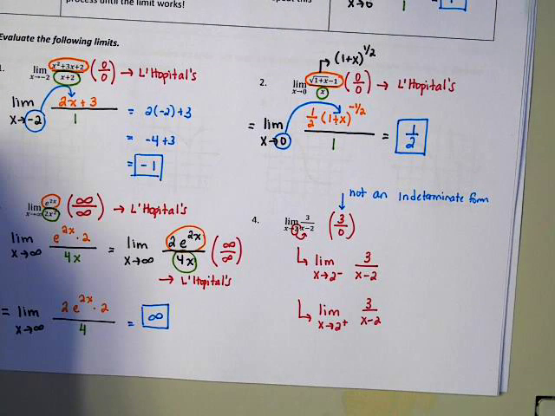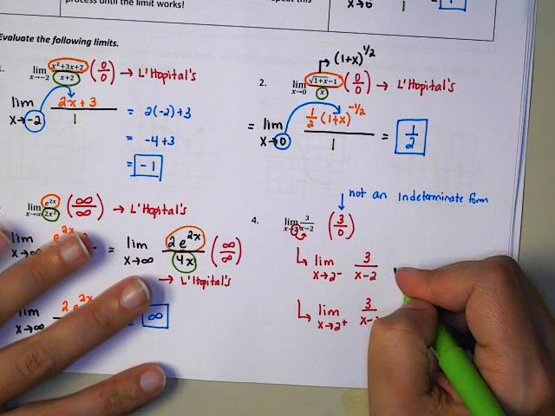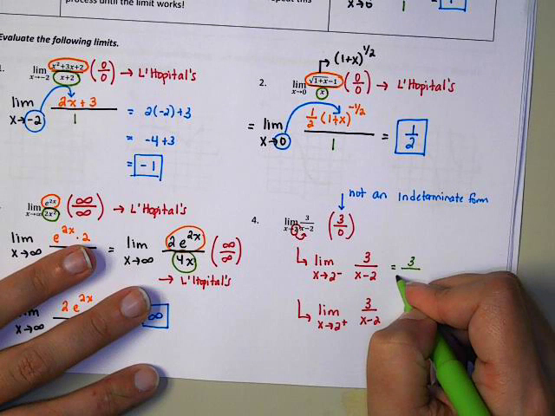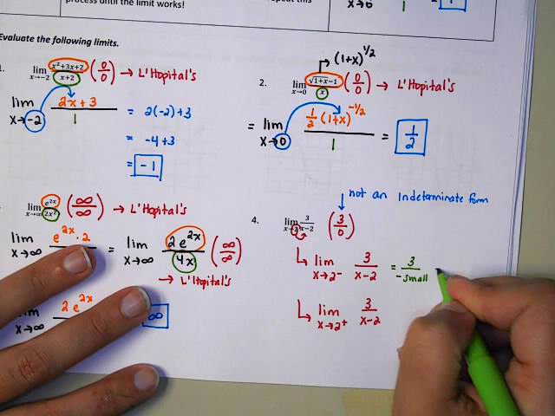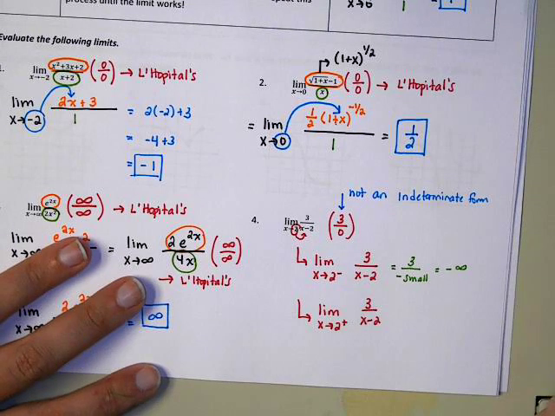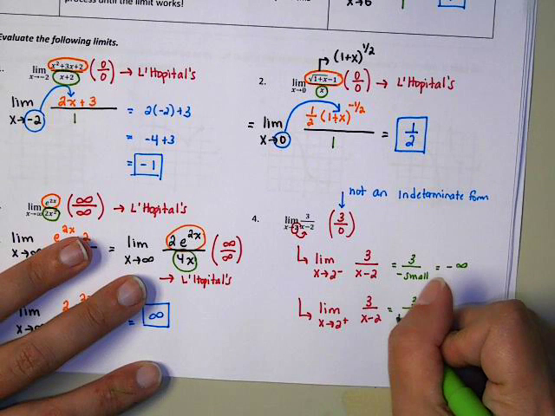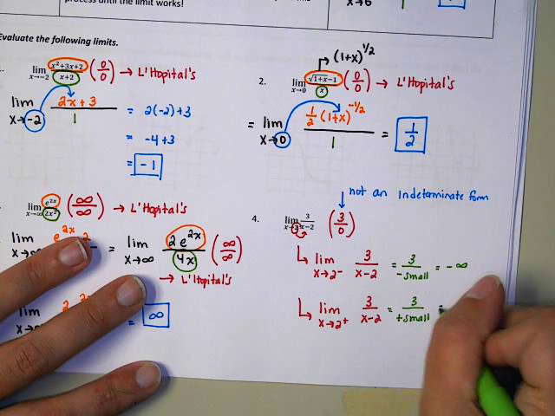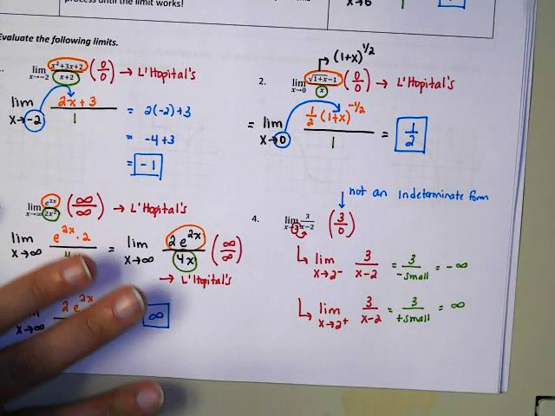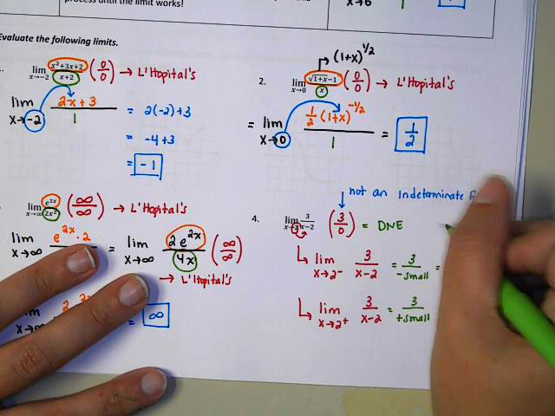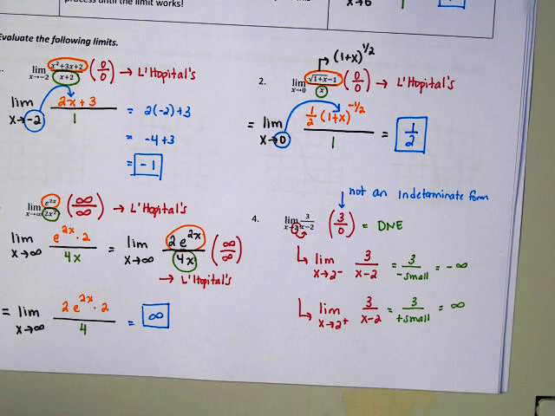If I imagine plugging in a number slightly less than 2, like 1.999, I'm going to have 3 divided by a very small negative number, which means I'm going to get negative infinity. And if I imagine plugging in a number a little bit bigger than 2, I'm going to get 3 divided by a very small positive number, which means I'm going to get positive infinity. Since those limits don't match, I would say my limit here does not exist. One thing to be very careful about is not to apply L'Hopital's Rule when it is not an indeterminate form.